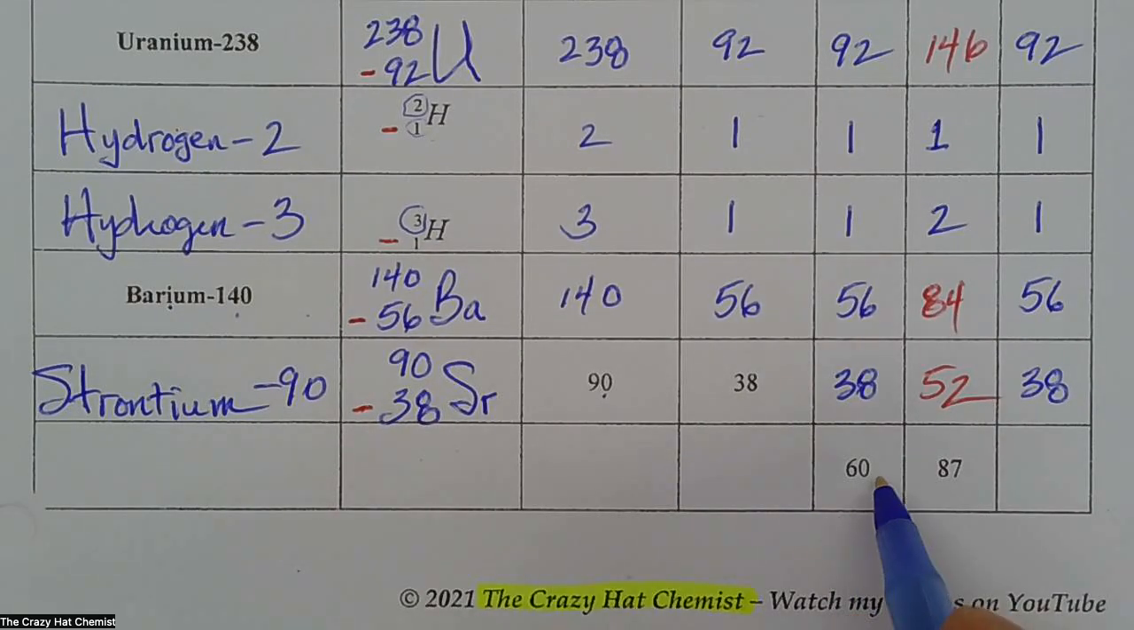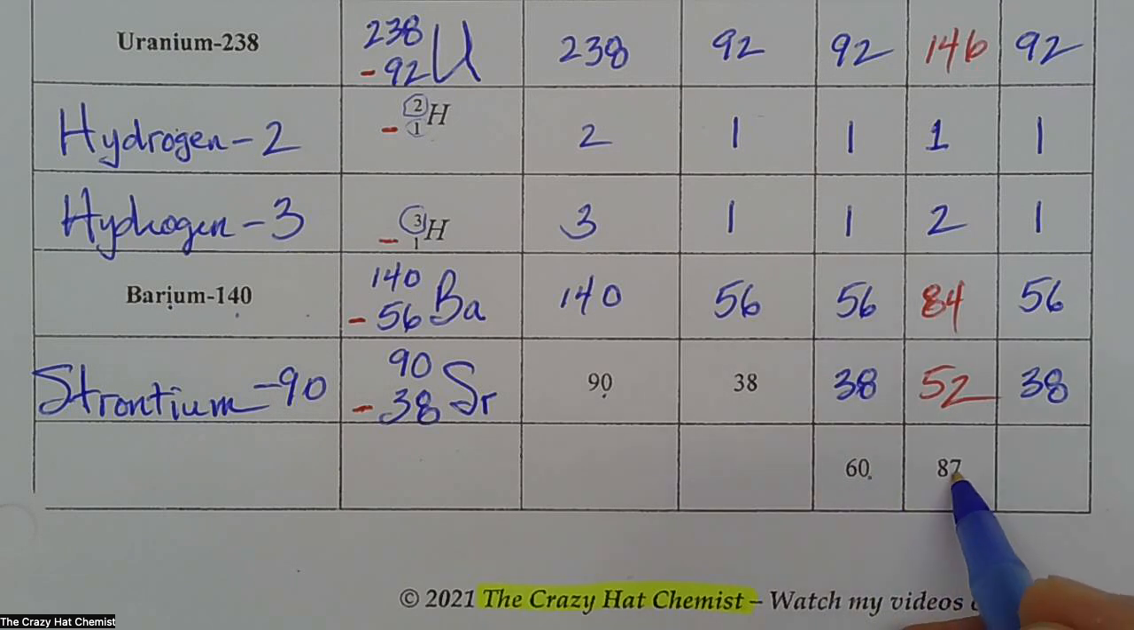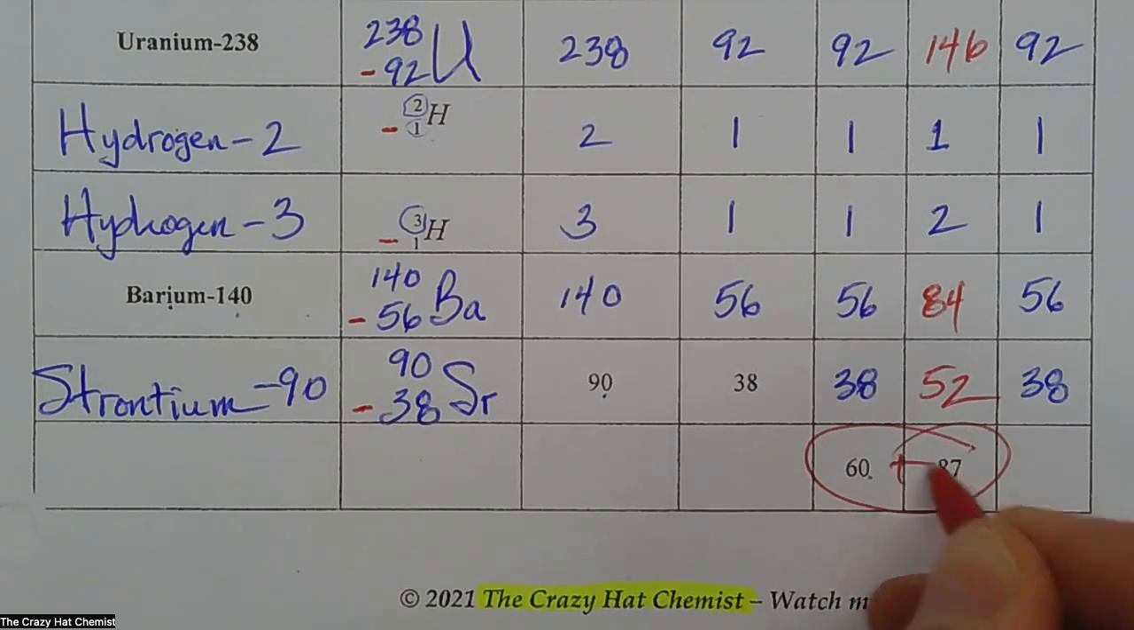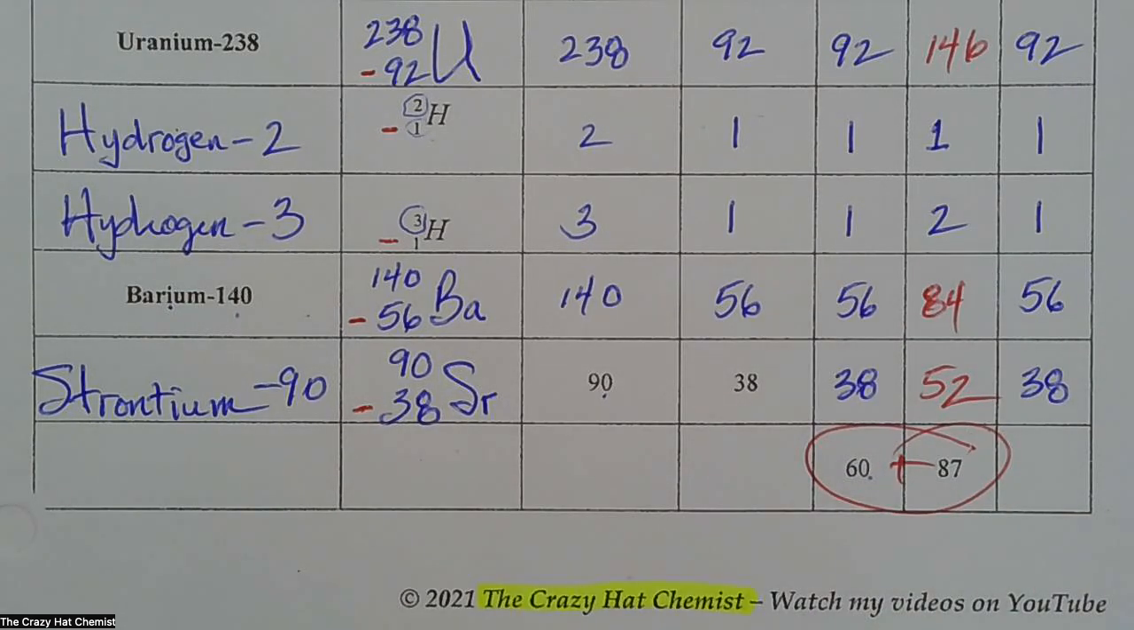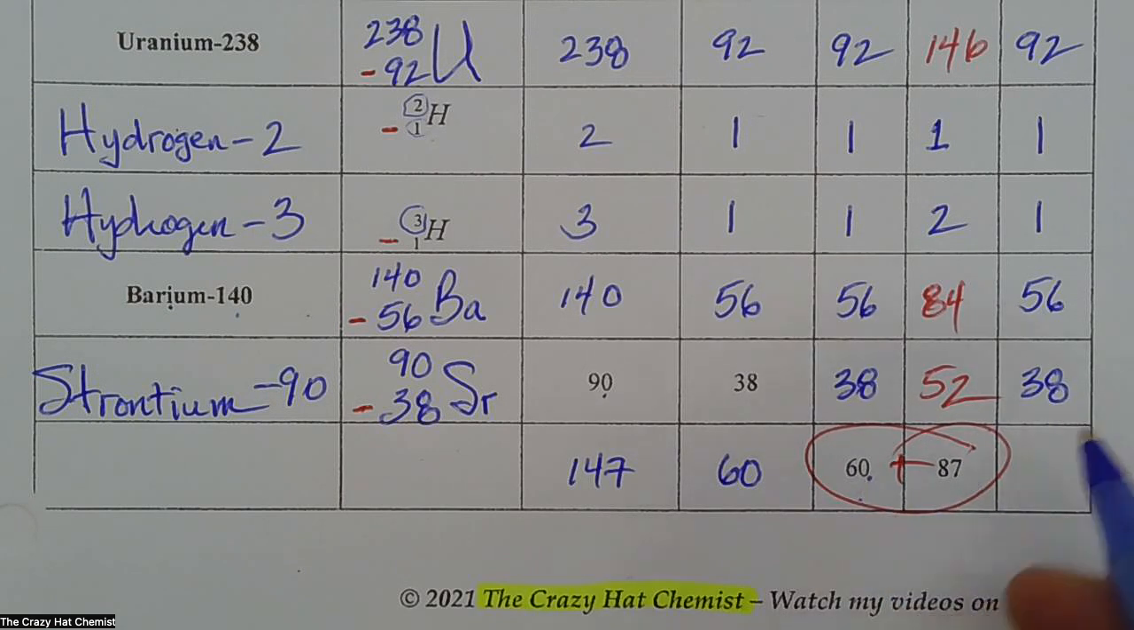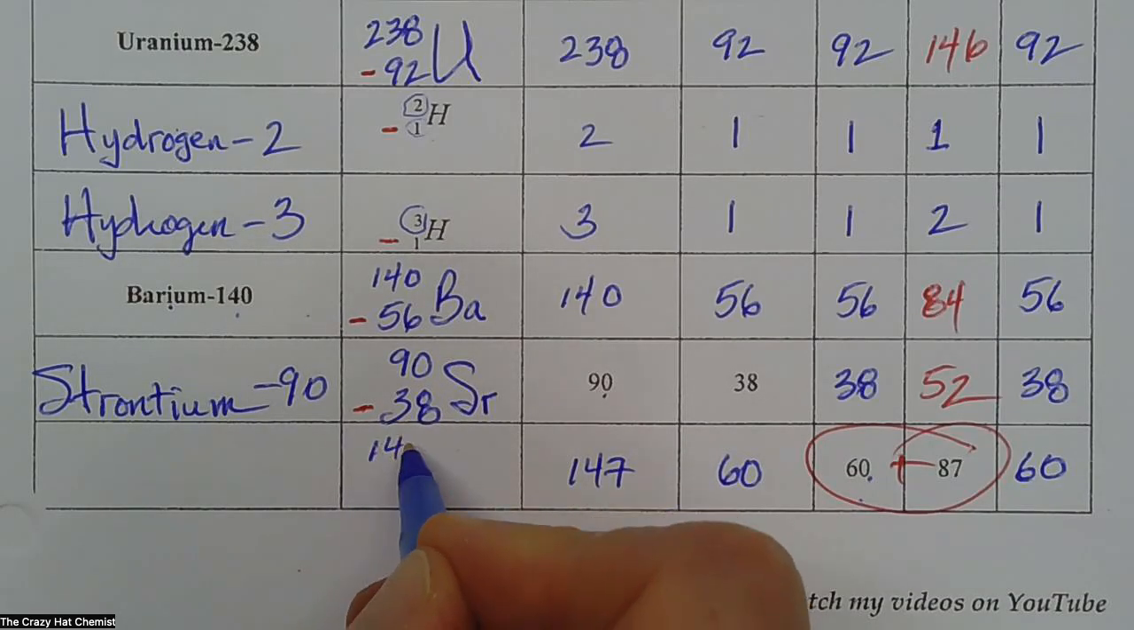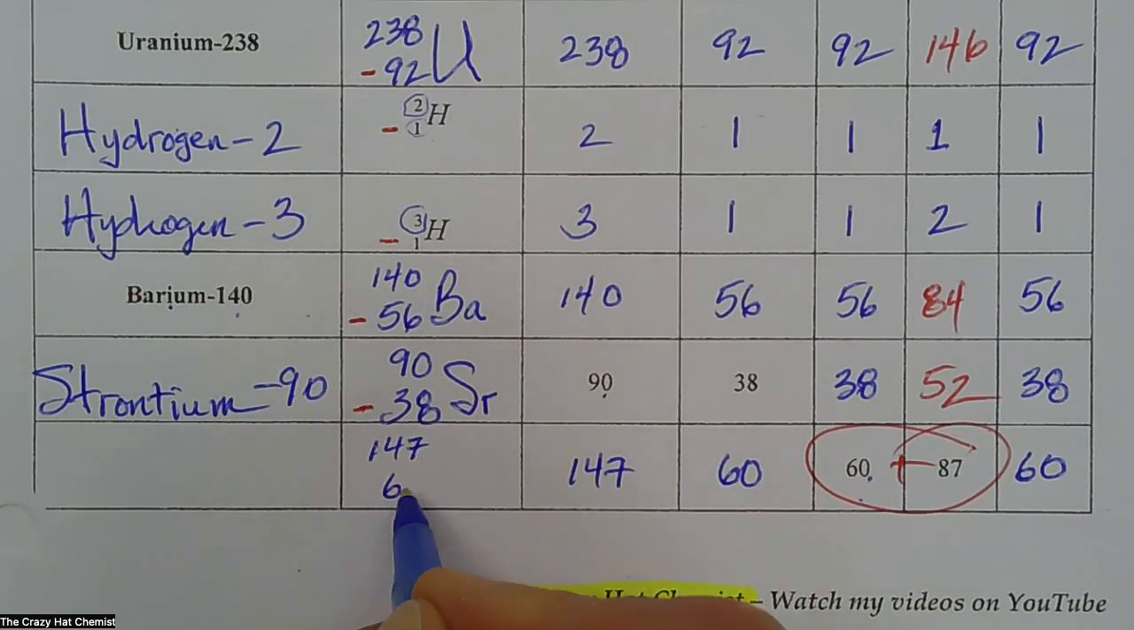Okay, so next one. Protons is 60, neutrons is 87. So if I sum up these two numbers, 60 and 87, then I'm going to get the atomic mass, which is 147. Since the number of protons is 60, the atomic number is 60. Since the number of protons is 60, the number of electrons is 60. And then the atomic mass is 147. The atomic number is 60.